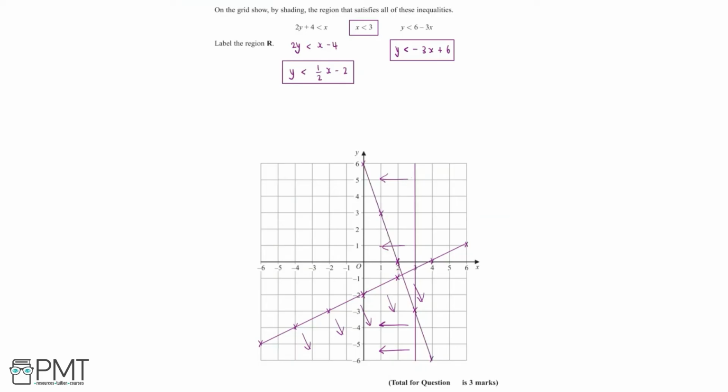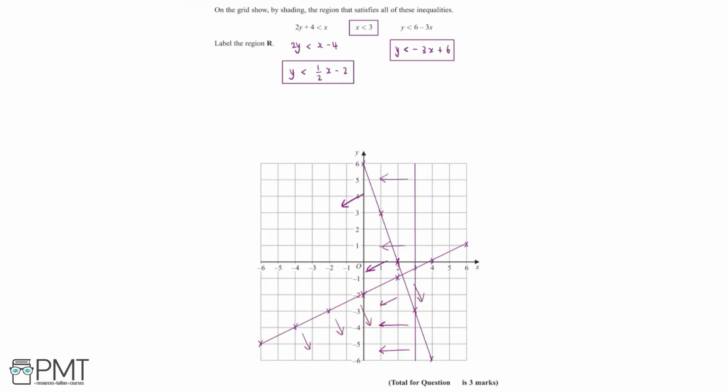Now that we've drawn the line y equals minus 3x plus 6, we need to look at the inequality. It says that y is less than minus 3x plus 6, and so we need to look at the area below the line. And so again, let's draw some arrows. Now on our graph, each of the 3 lines are drawn with their associated arrows, and so we need to find the region that satisfies all of these inequalities. And so this area would be one where you can see all 3 arrows. And so we can see that over here.